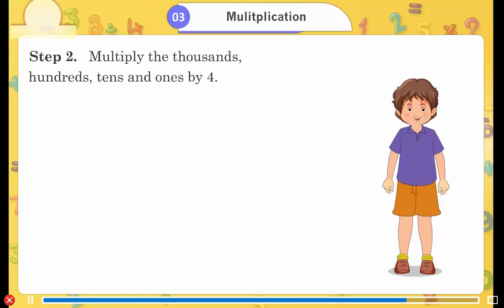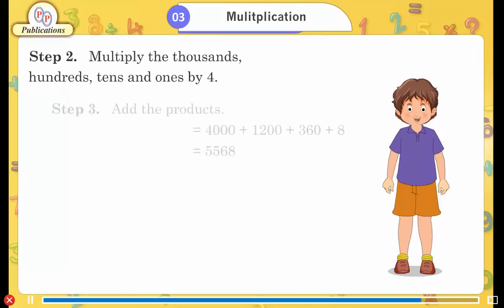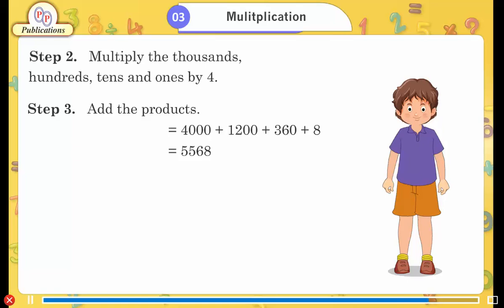Step 2. Multiply the thousands, hundreds, tens and ones by 4. Step 3. Add the products is equal to 4000 plus 1200 plus 360 plus 8 is equal to 5568. Answer 5568.